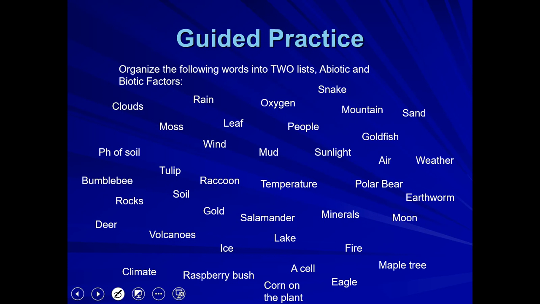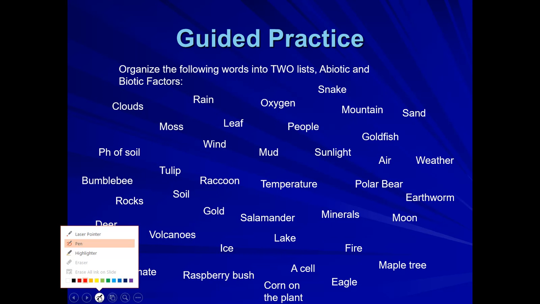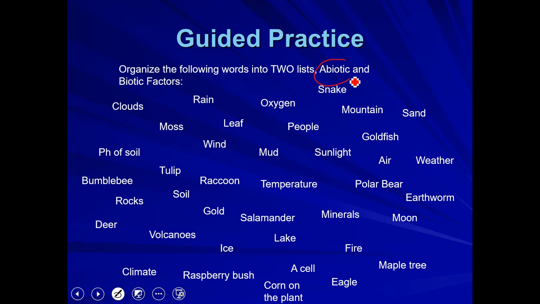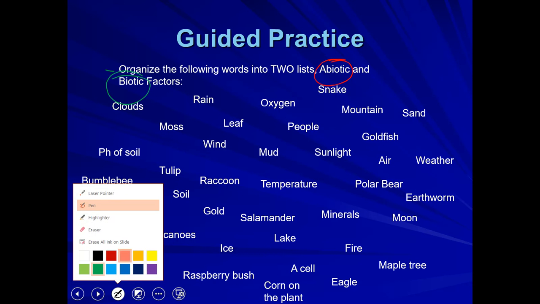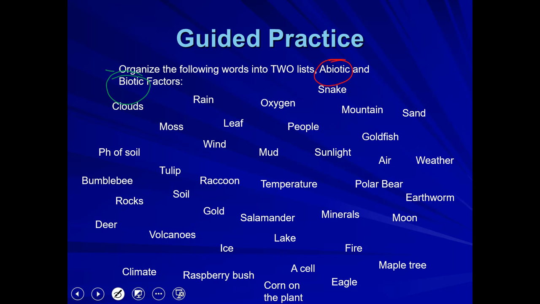So we're going to try to organize the following words into two lists, abiotic and biotic. So what I'm going to do is circle abiotic with red, and I am going to circle biotic with green. So let's start with the first one. So first one is just clouds. Clouds are non-living things. So I'm going to circle it with red.